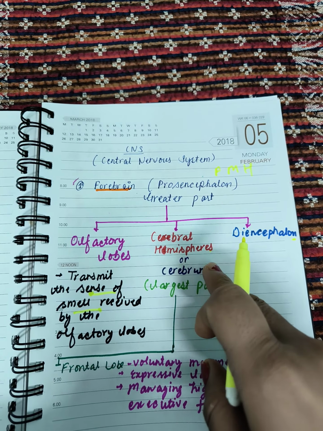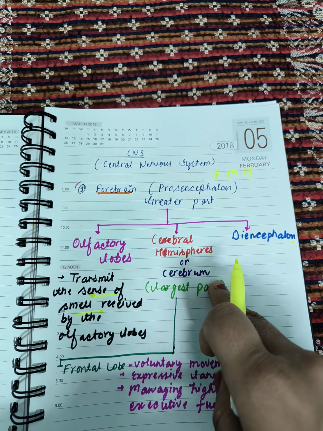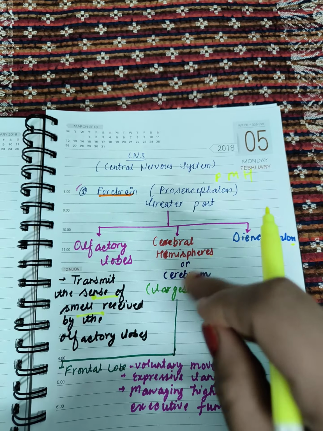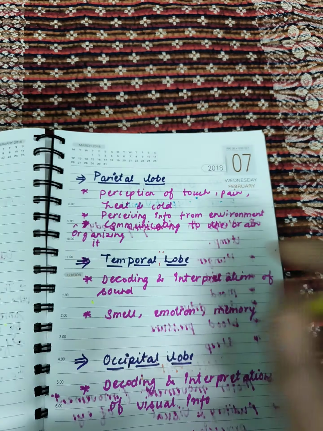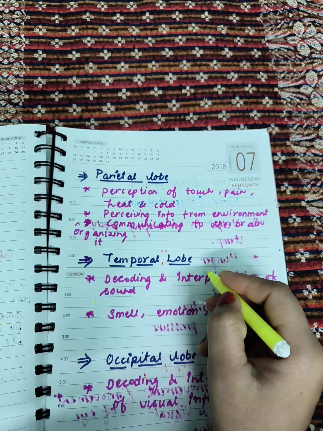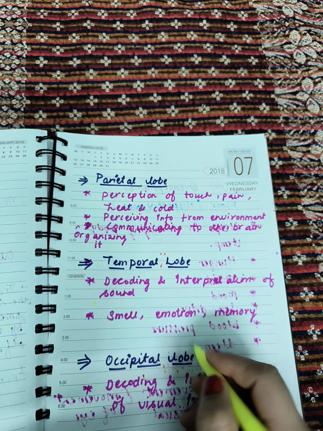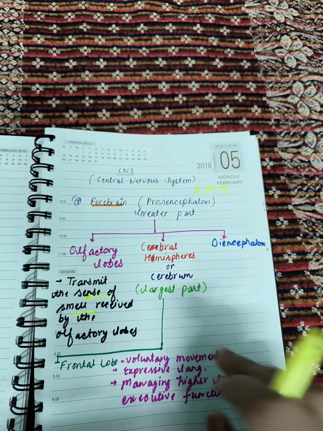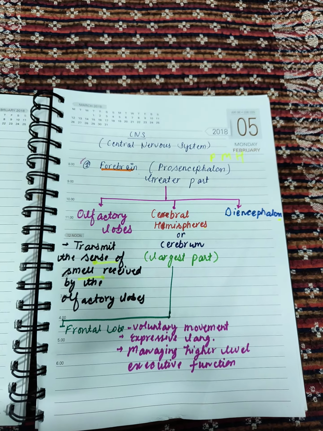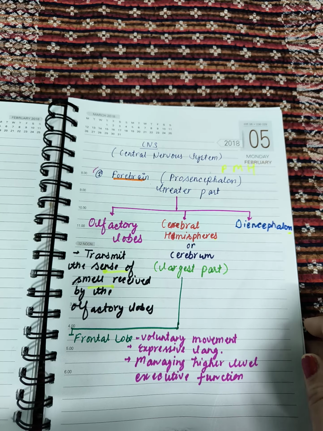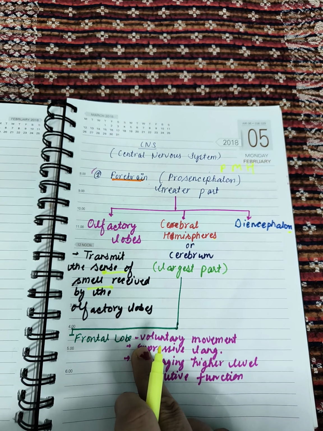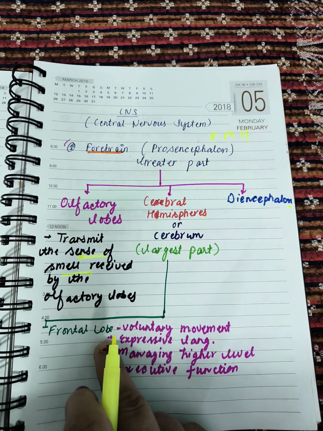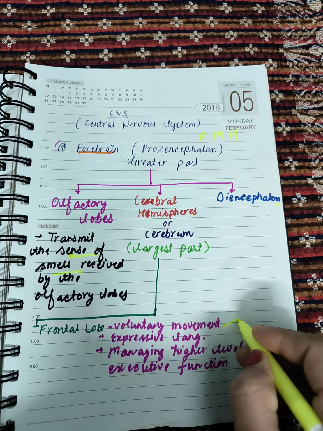The next one is cerebral hemisphere. Cerebral hemisphere is also called cerebrum and it is also divided into frontal lobe, parietal lobe, temporal lobe and the occipital lobe. Now we will discuss one by one the parts of the cerebrum. First one is the frontal lobe. The function of the frontal lobe is voluntary movement.